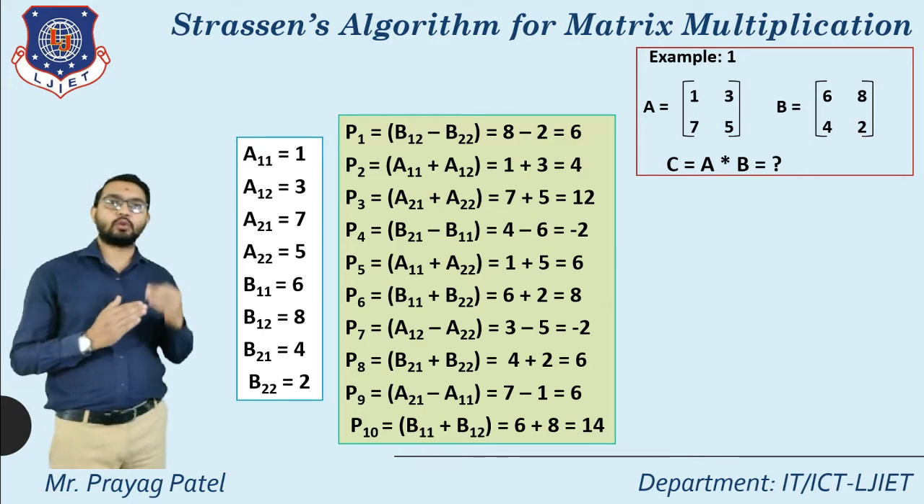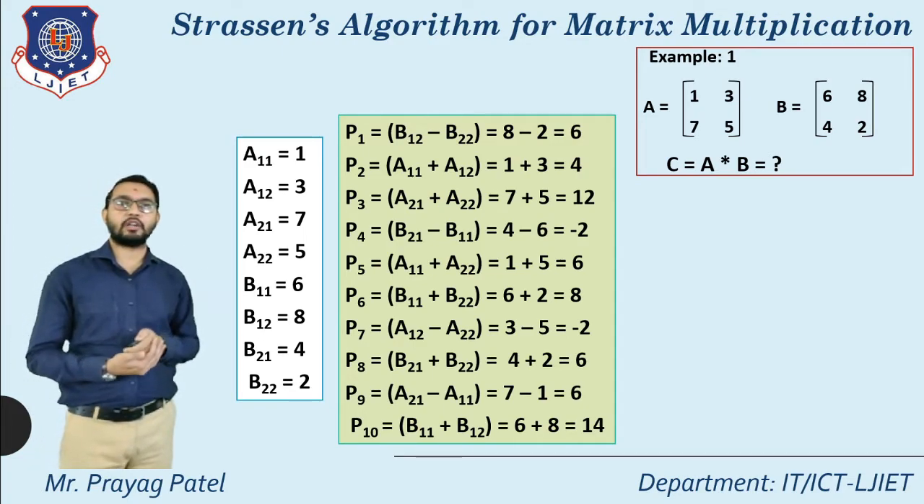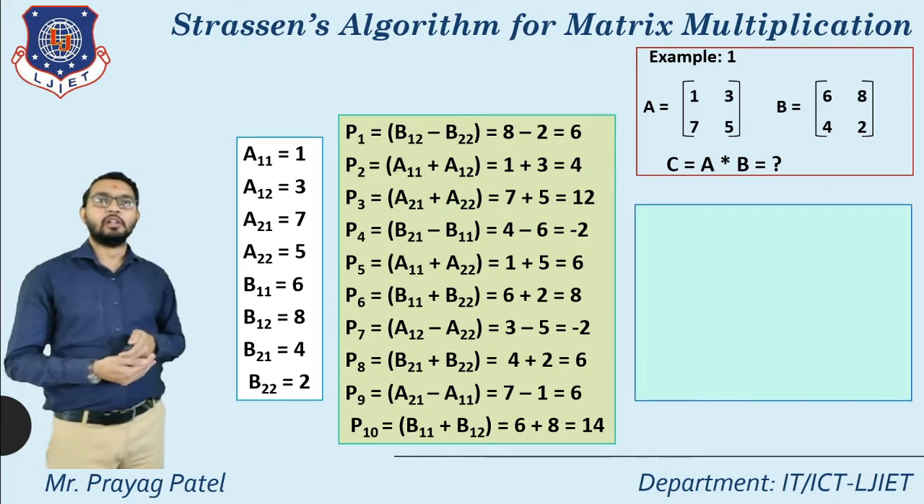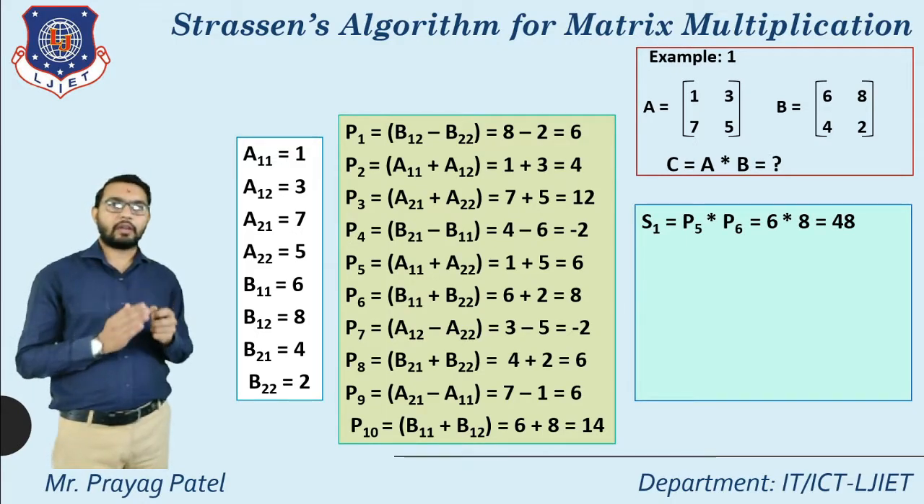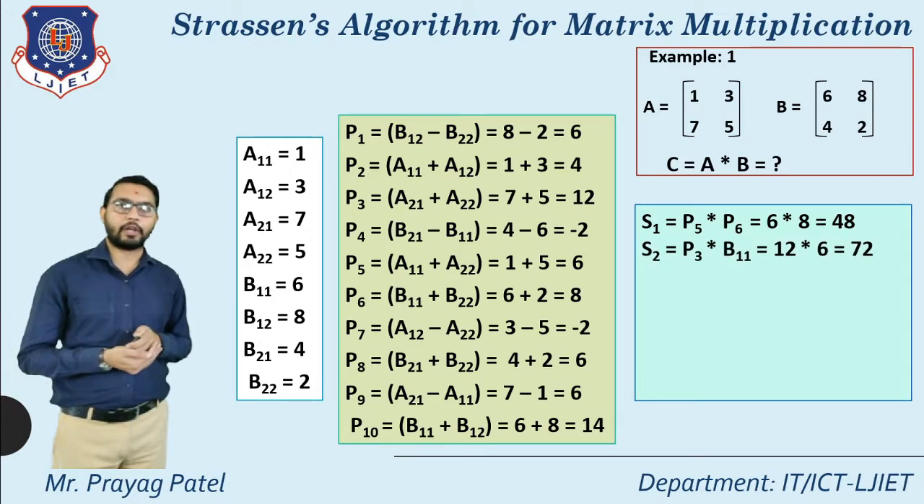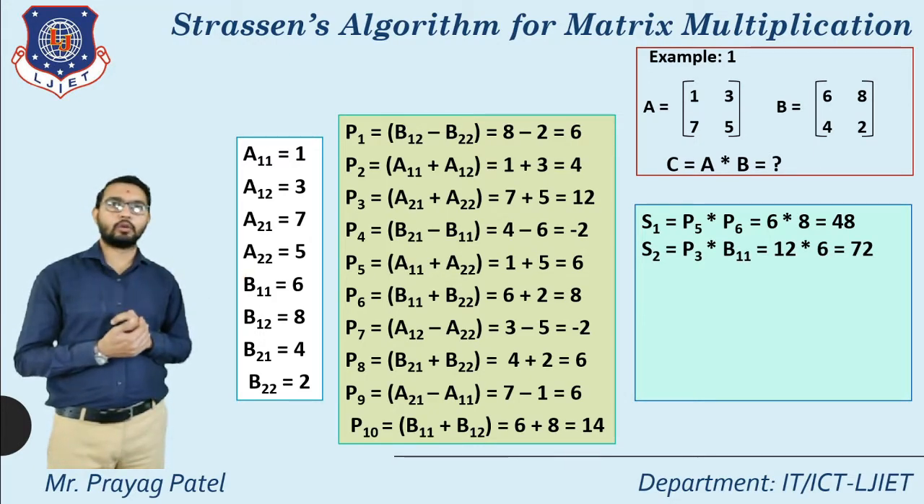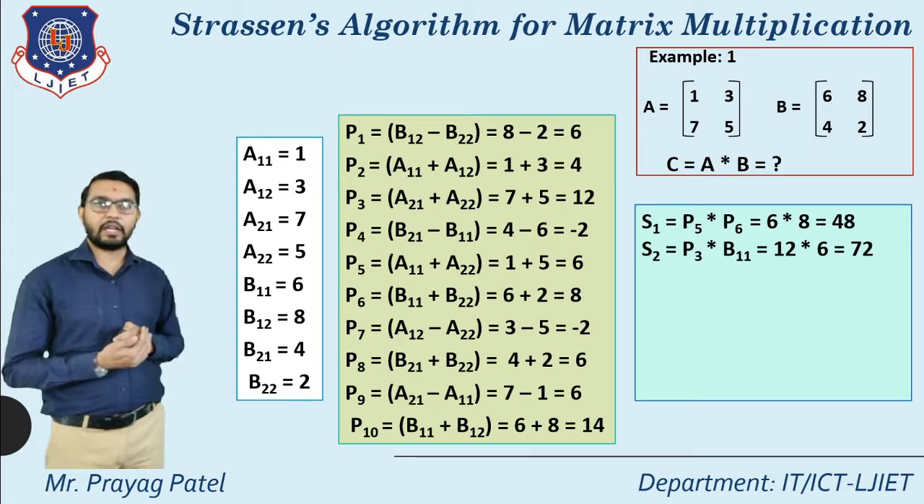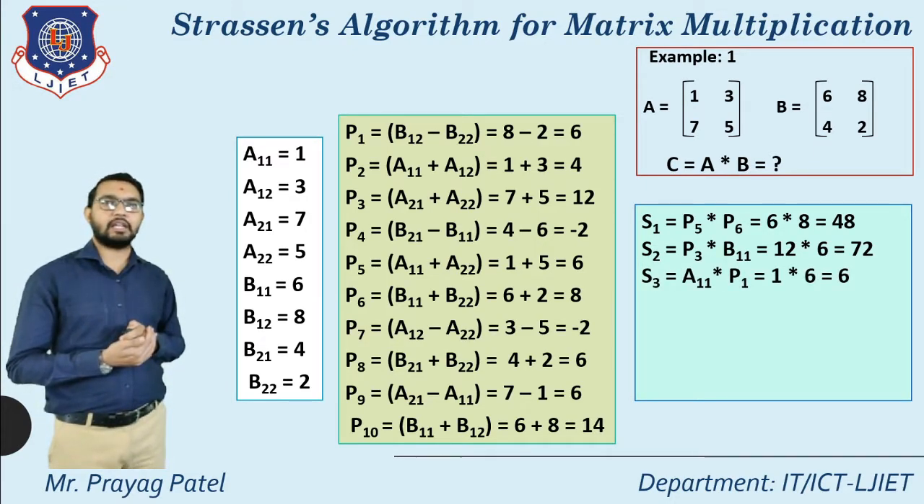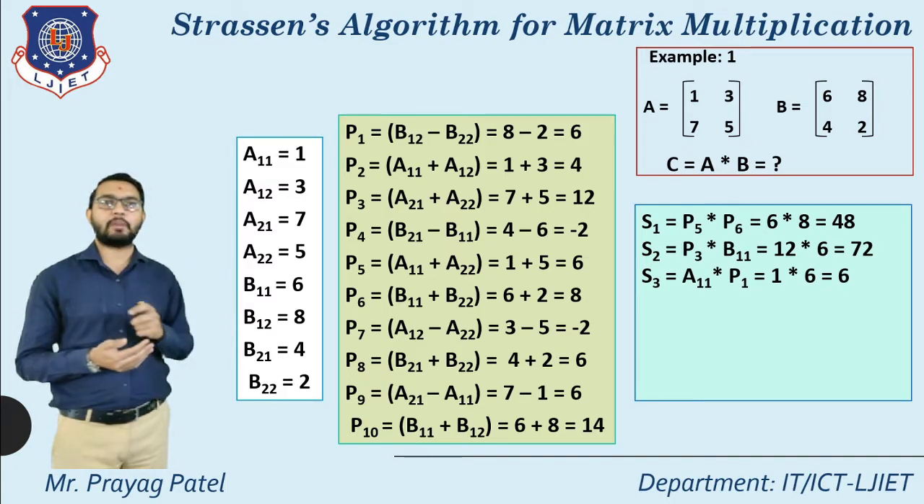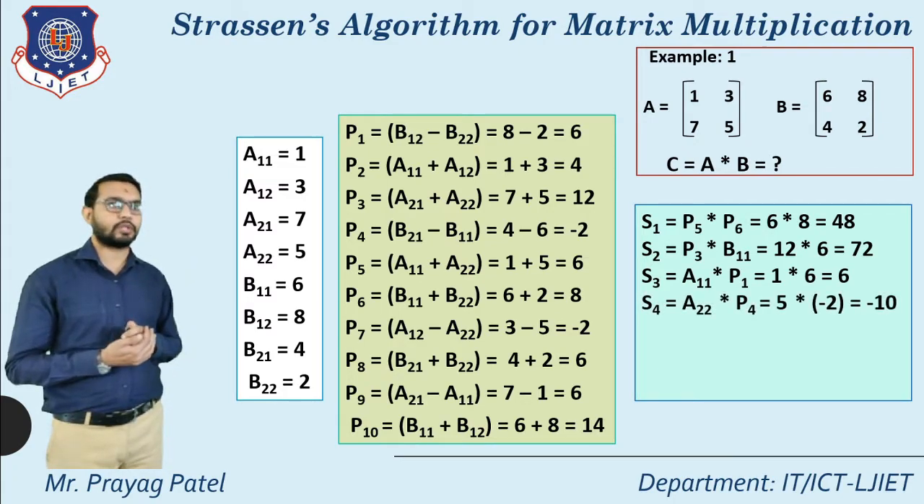Now find S1 to S7. So what is the equation of S1 to S7? For S1, the equation is P5 multiply with P6. So 6 multiply 8 equal to 48. S2 equal to P3 multiply B11. So 12 multiply 6 equal to 72. Now next is S3 equal to A11 multiply P1, means 1 multiply 6 equal to 6.